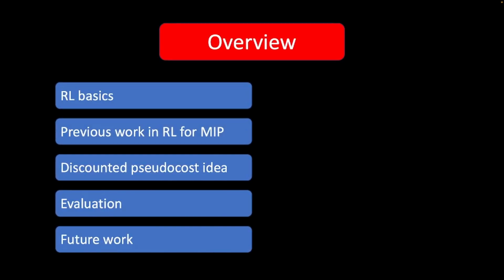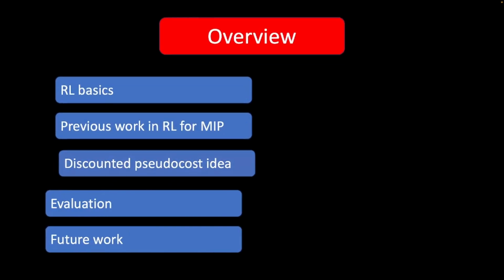Now let's talk about the main idea of my project, which is discounted pseudocost. We want to use reinforcement learning for MIP, and when we want to use reinforcement learning for anything, the goal is basically to design a reward function, right? The training process is there, and a lot of other things are there, but one of the main challenges is to design a good reward function.